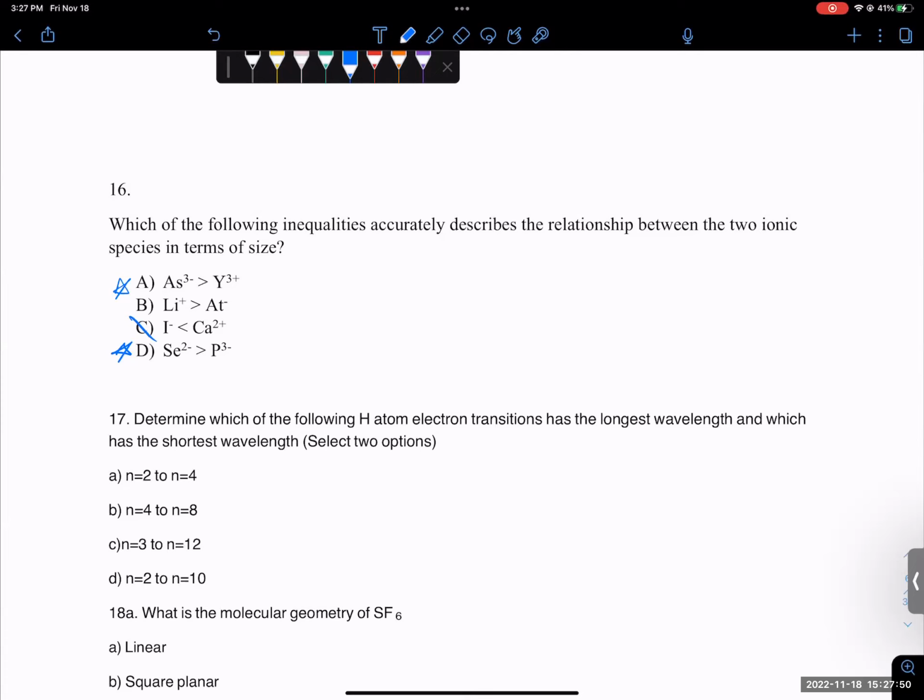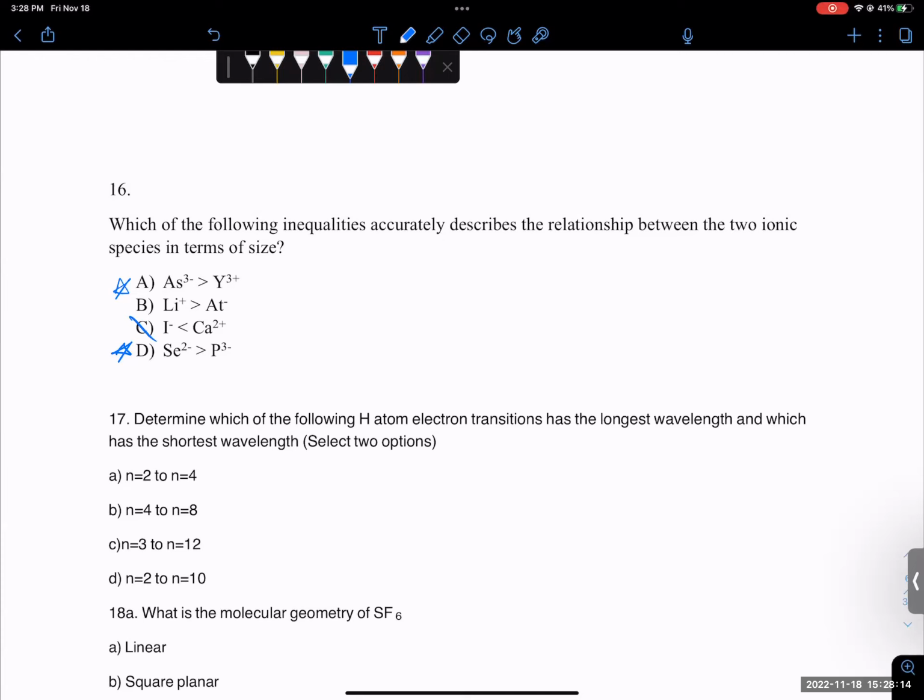Yeah, so there are two answers for this one. Lithium plus being bigger than astatine is absolutely wrong. Need I explain? Look at the periodic table. Okay, I need to explain it now. Just look at the periodic table. Lithium plus has the same configuration as helium.